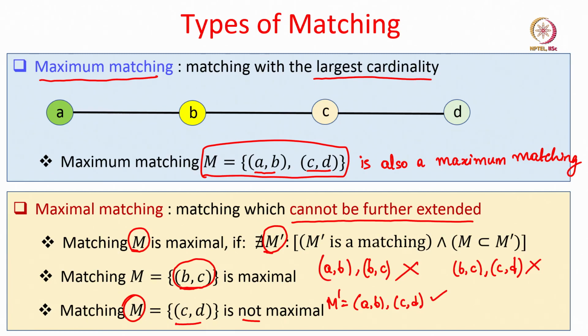This course is not about graph theory, so you are referred to any standard text on graph theory to know more about those algorithms. We will assume that we have polynomial time algorithms for finding maximal and maximum matching in a given graph.